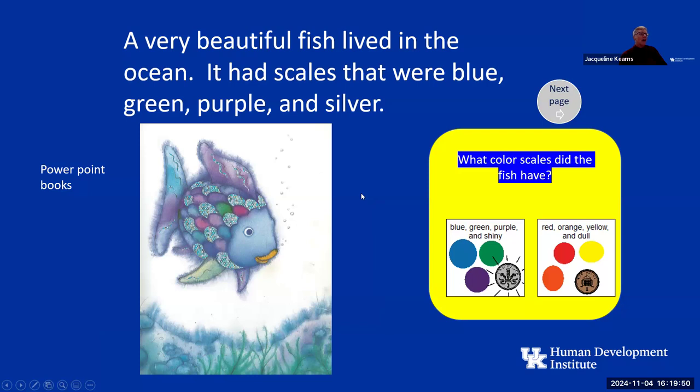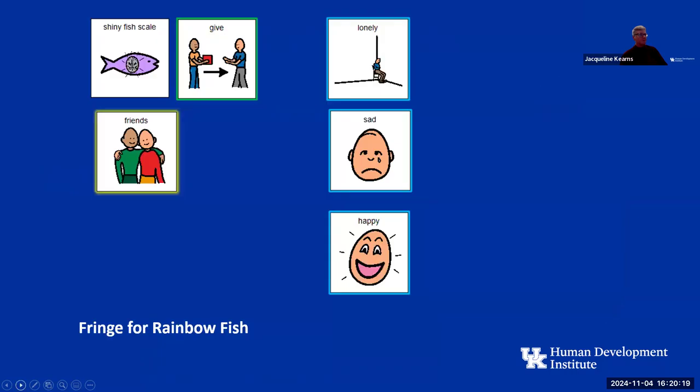Each page has an illustration from the book, the text, and then a question at the bottom that says, what color scales did the fish have? This one doesn't do it because it's just a sample. But if you select the correct answer, it's animated and it will turn around and make noises for you. So this is an adapted PowerPoint book. It could also be used on a tablet or a device, either one.